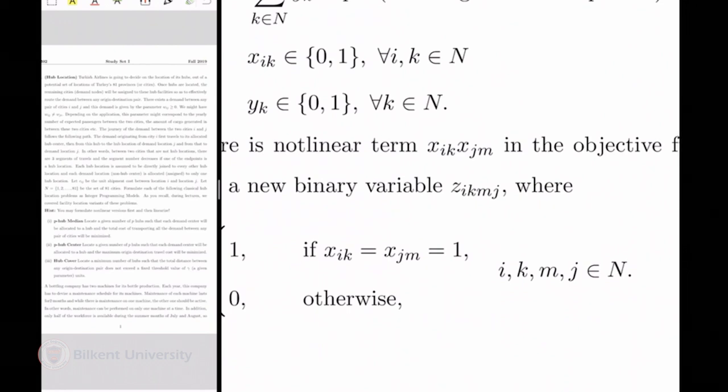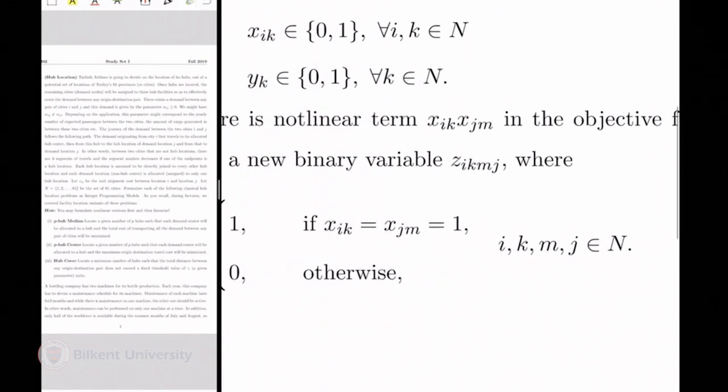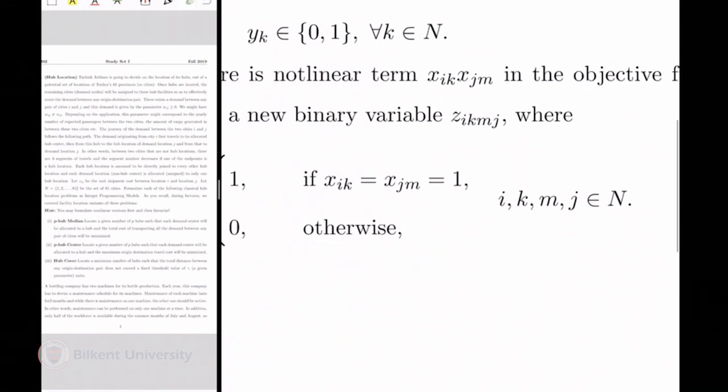So the question is a p-hub median. It's already specified that the number of hubs should be equal to p. So we say that summation of y_k should be equal to p. I think it's pretty obvious. And like always, we need to specify that x_ik and y_k are binary variables in the model.